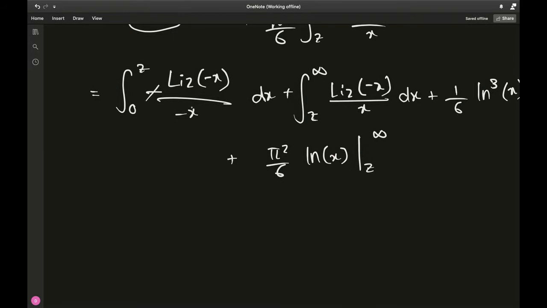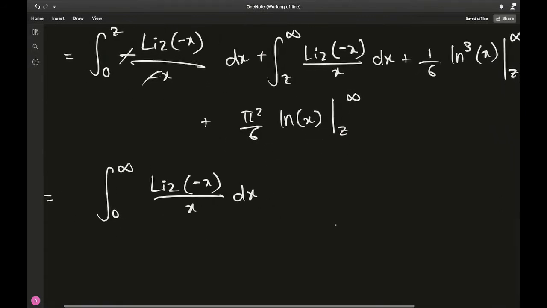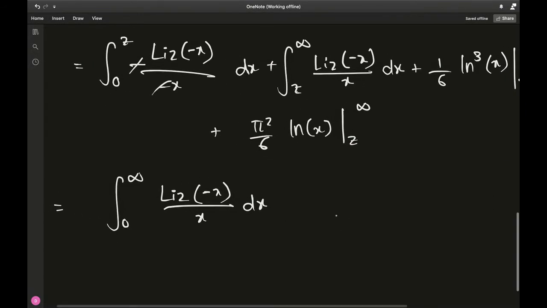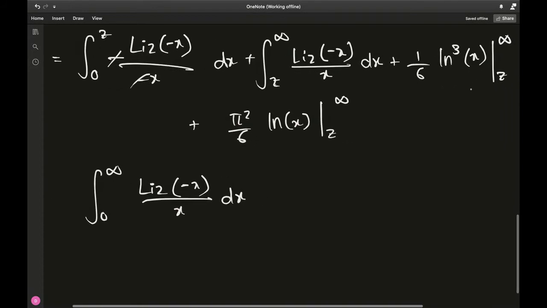Now these negatives cancel out, and merging them, integral from 0 to z of one function plus integral from z to infinity of the same function is actually integral from 0 to infinity of the dilogarithm of negative x divided by x dx. Fair enough. Now let's evaluate this.